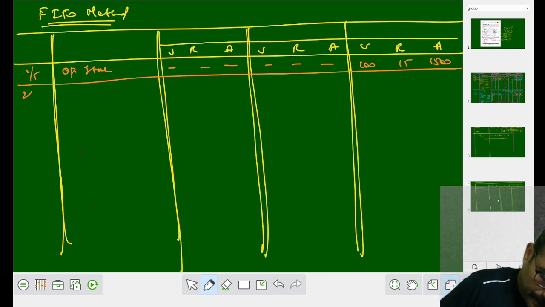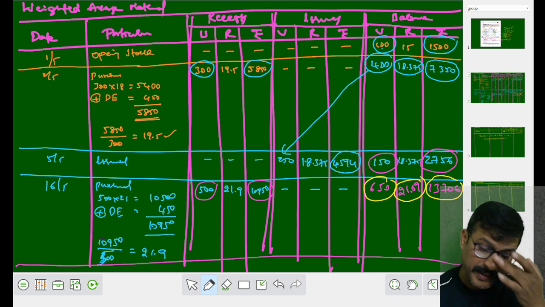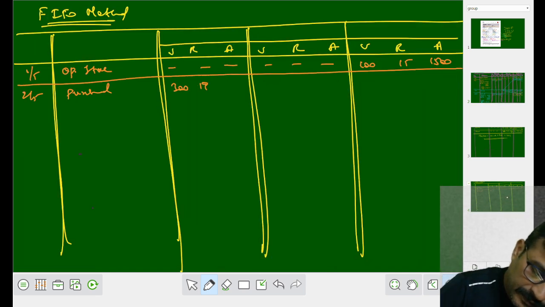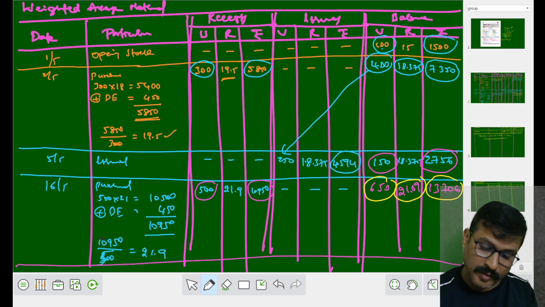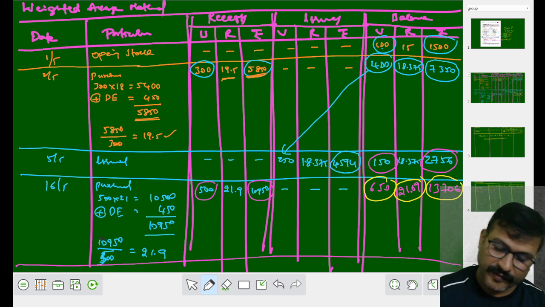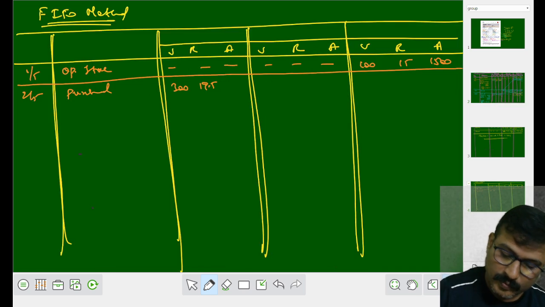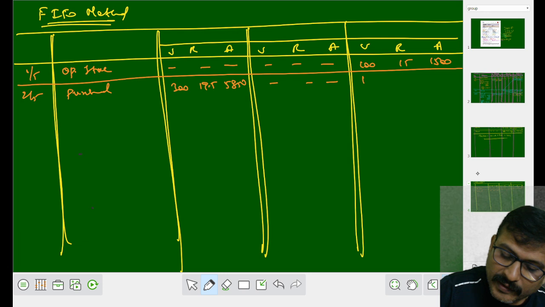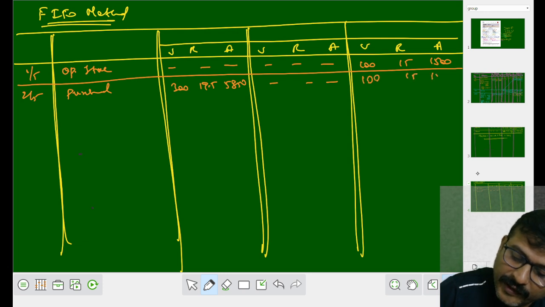On 2nd May purchased 300 units. What is the rate? 19.5. It comes to how much? 5,850. Same 100, 15, 1,500. 300 you have purchased, 19.5.